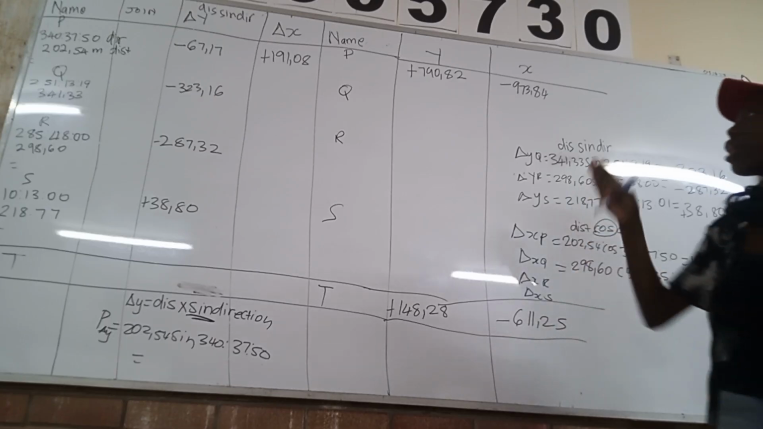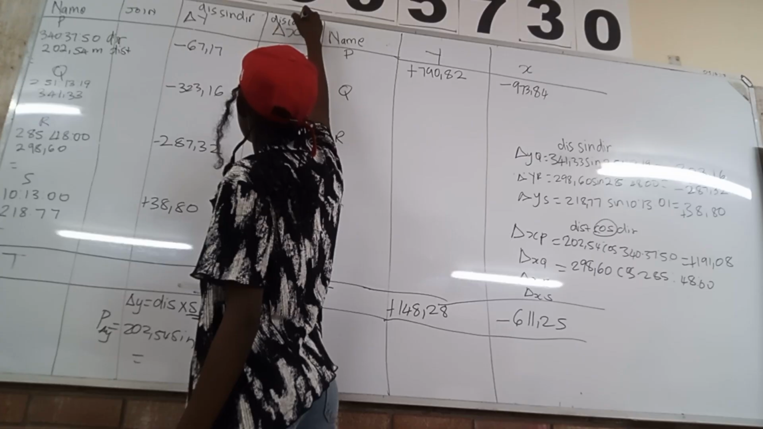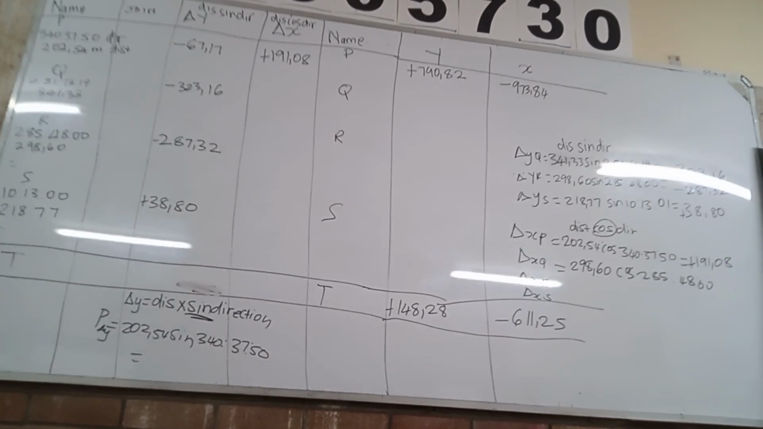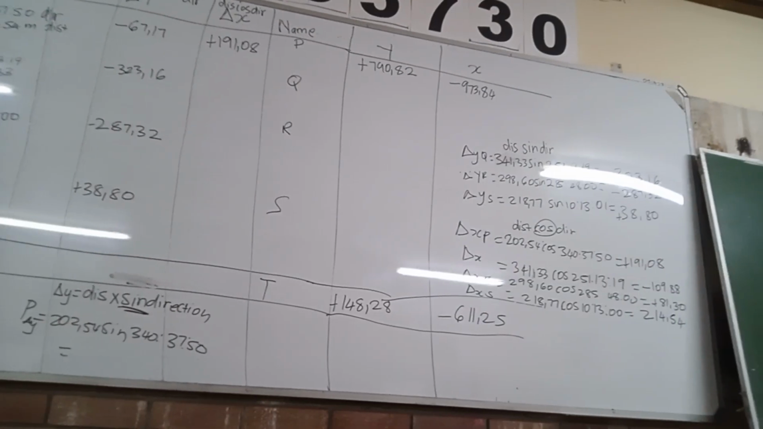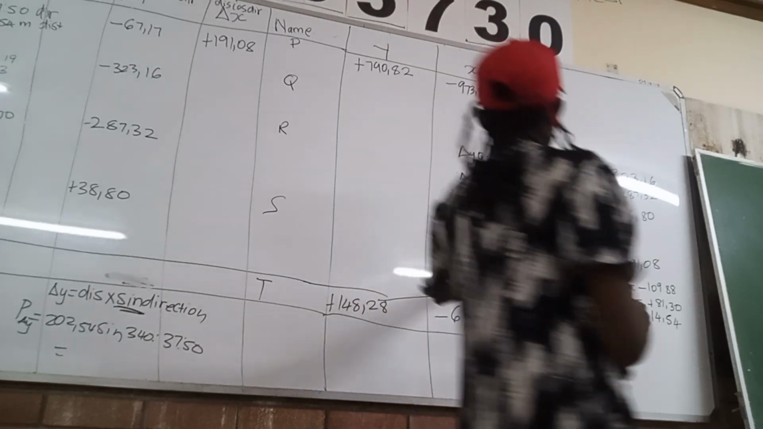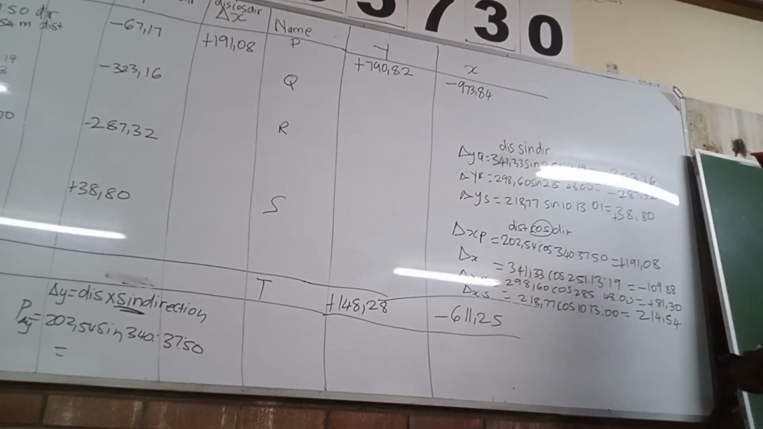You use cos, and then for change in y, it is sine. So here it is distance, cos, our direction. Okay, so you can do the rest. So there is our change in x. Change in x for P is 202.54 cos 340°37'50". We'll get positive 191.08. Don't forget to write the signs.